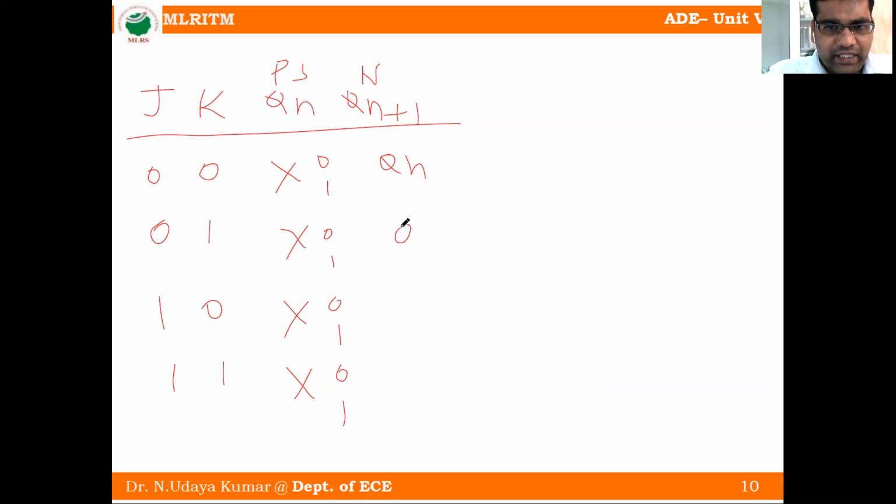This one is the set state. This one is the reset state. This one is the set state. This one is the toggle state, Qn bar.